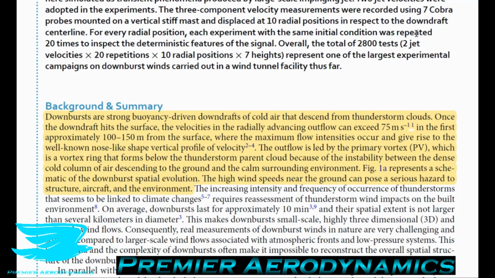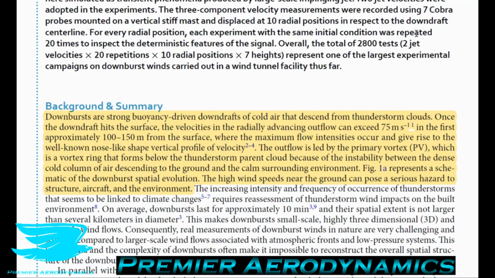This is why they say that at 100 to 150 meters from the surface, these velocities can be 75 meters per second or greater. Whereas when you go above that, they start to decelerate a little bit. And when you're below that, there's a little bit less as well. This is the nose-like shape profile.